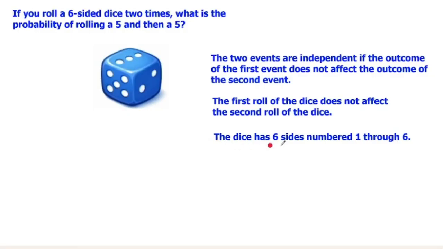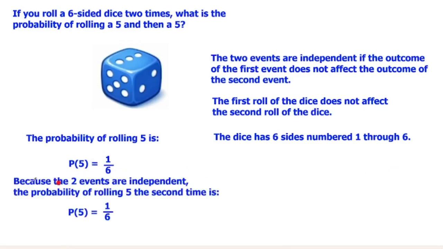And we know the dice has 6 sides, numbers 1 through 6. So the probability of rolling 5 is 1 out of 6. Because the two events are independent, the probability of rolling 5 the second time is exactly the same. The 5 appears only once, and the number of sides is 6. So the probability is 1 over 6 again.